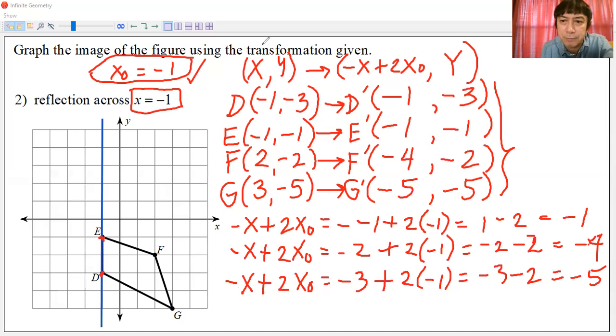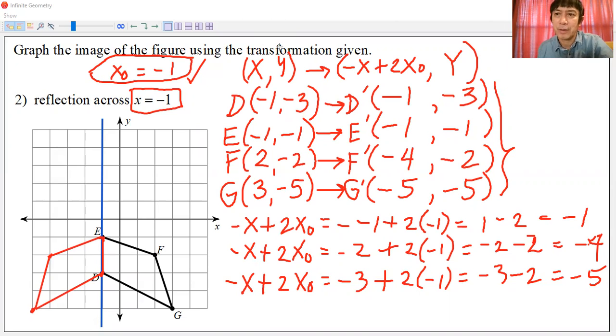F prime is -4, -2. So -4, -2, that must be over here. And then finally, the G prime is -5, -5. That's the corner point over here. There. Okay, so we're now ready to connect these points and complete our image. So it must be this, and then this, and then downwards, and then connect. There. All right, so we're done.